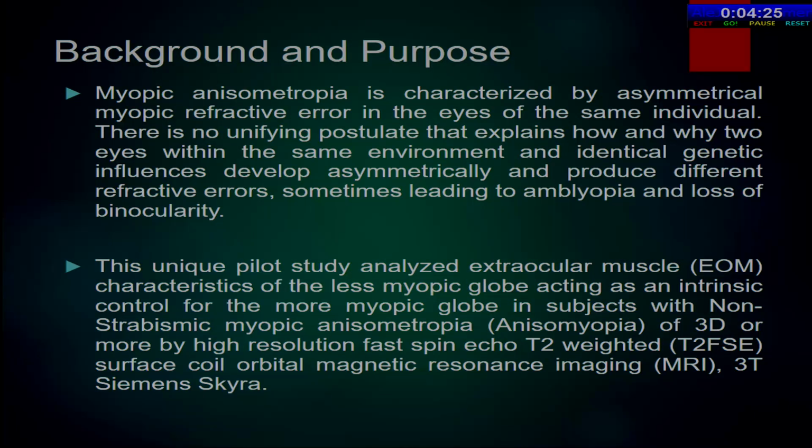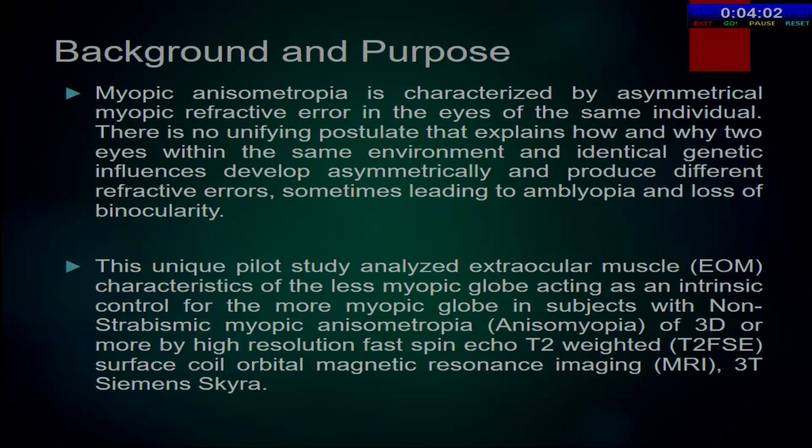I will be discussing myopic anisometropia, which is characterized by asymmetrical myopic refractive error in the eyes of the same individual. There is no unifying postulate that explains how and why two eyes within the same environment and identical genetic influences develop asymmetrically and produce different refractive errors, sometimes leading to amblyopia and loss of binocularity.